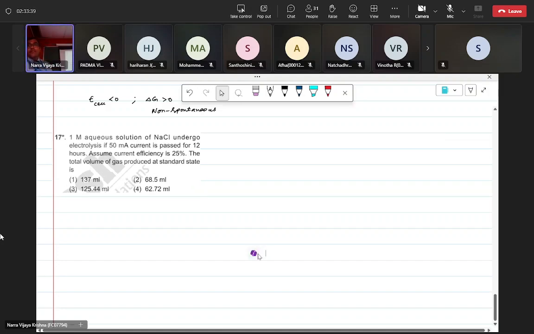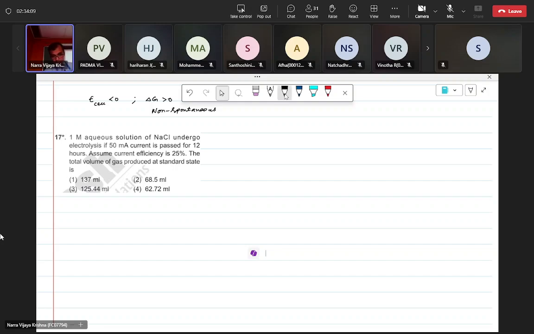Question number 17. 1 molar aqueous solution of NaCl undergoes electrolysis if 50 milliampere current is passed for 12 hours. Assume current efficiency is only 25%. Total volume of gases liberated at standard state is. You are taking aqueous NaCl. Do they mention dilute, very dilute, anything? If they mention very dilute, at anode I will liberate oxygen. Otherwise, I will liberate chlorine.